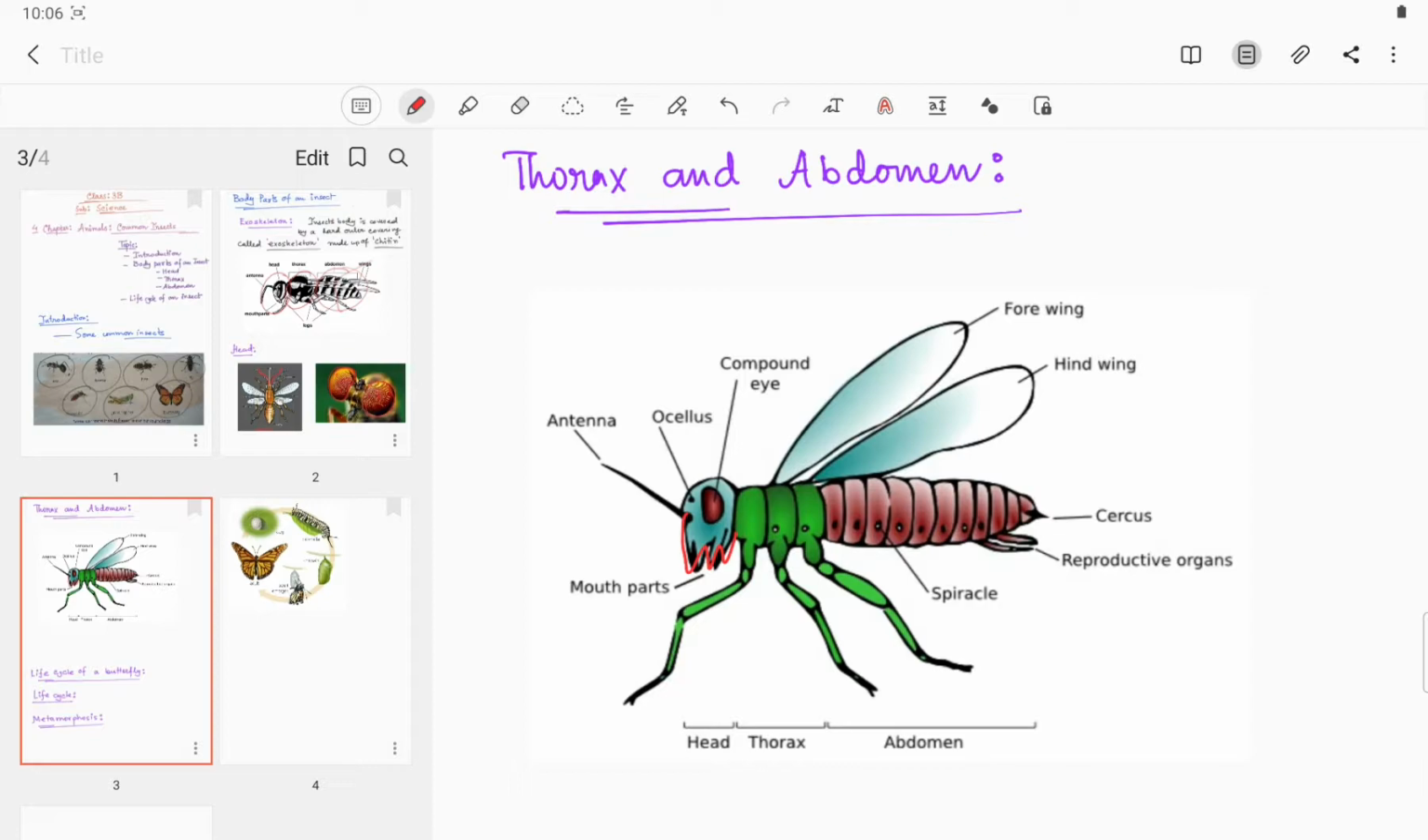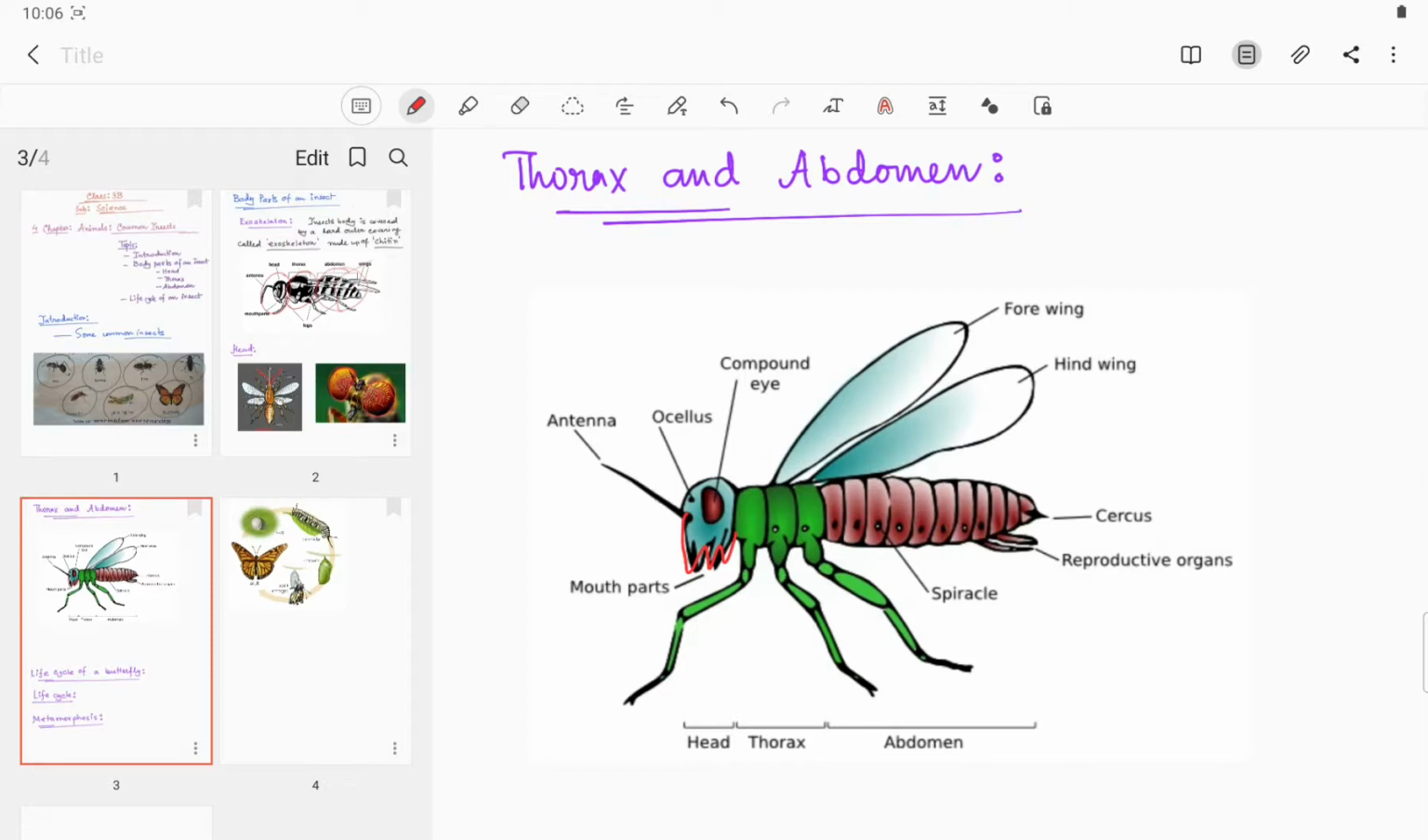Such as, if I ask you who has biting and chewing type of mouth parts, the answer will be grasshoppers and beetles. Who has needle-like mouth part, your answer will be mosquito. Who has powerful jaws, ants, right? Now the next part is thorax and abdomen.